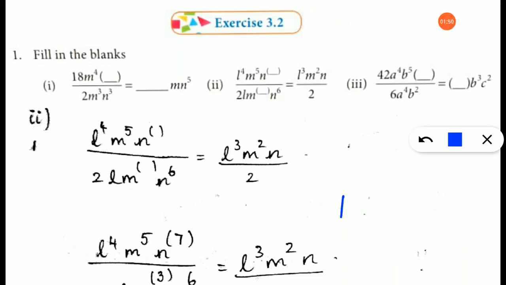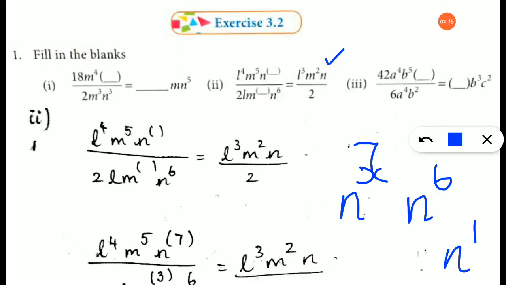In the numerator, n has no value given, so it might be x. And then in the denominator, the n value is given as 6. As well, check on the right hand side, the value of n is power 1. So which number should come here to make this 1? The value should be 7. Okay, if it is 7, then 7 minus 6 will give us 1. So therefore this blank should be given as 7.